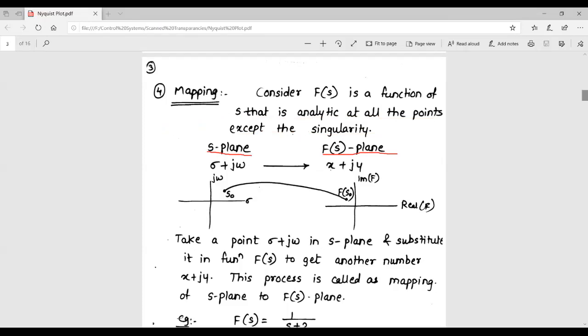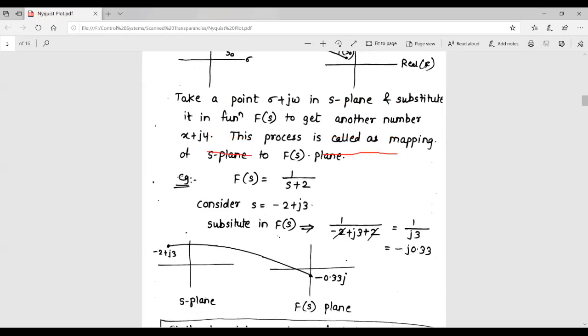Like we have the example down here. So f of S is equal to 1 upon S plus 2, the same example which we have analyzed. Now what is S plane? S plane will have various values of S. We can keep on putting the values of S and we will keep on calculating what is f of S from this equation. So same thing is done here.